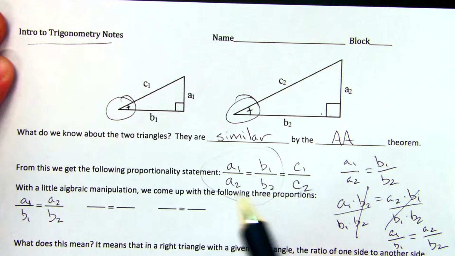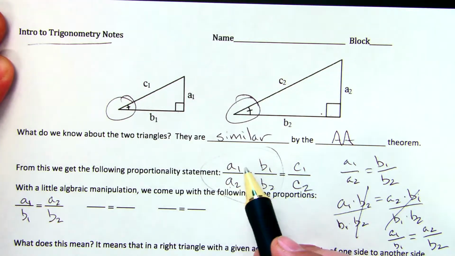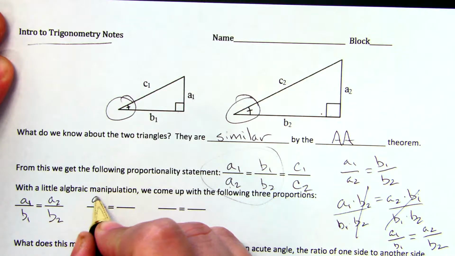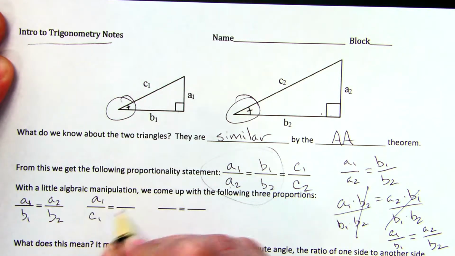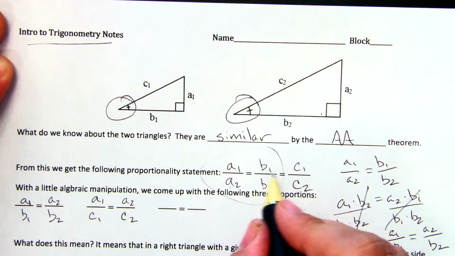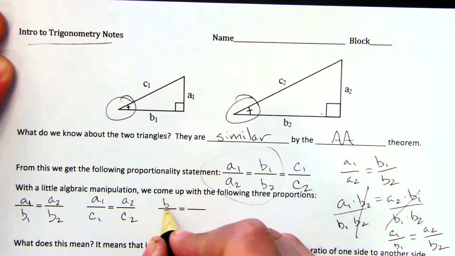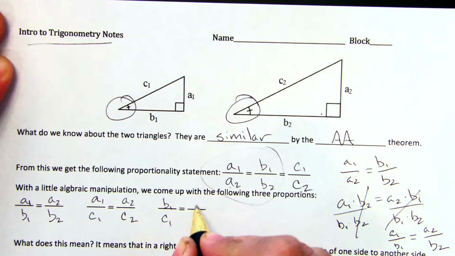I could do that with each pair. Like I could do that with A1 over A2 equals C1 over C2, and I'd end up with A1 over C1 equals A2 over C2. And I could do it with B1, B2, C1, C2, and I'd end up with B1 over C1 equals B2 over C2.